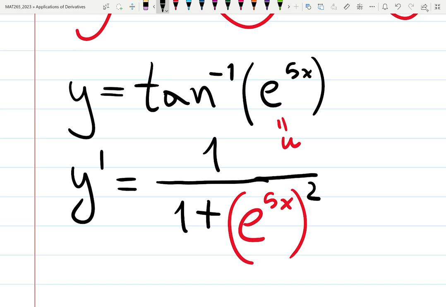I think when you get used to this, it's getting better. And then you don't stop. You do times that chain rule. Derivative of the function inside. E to the 5x gives you e to the 5x times 5. So this is chain rule with chain rule with chain rule.